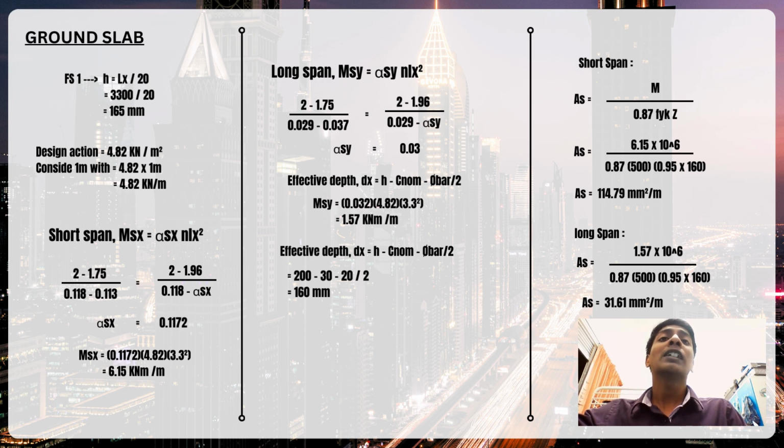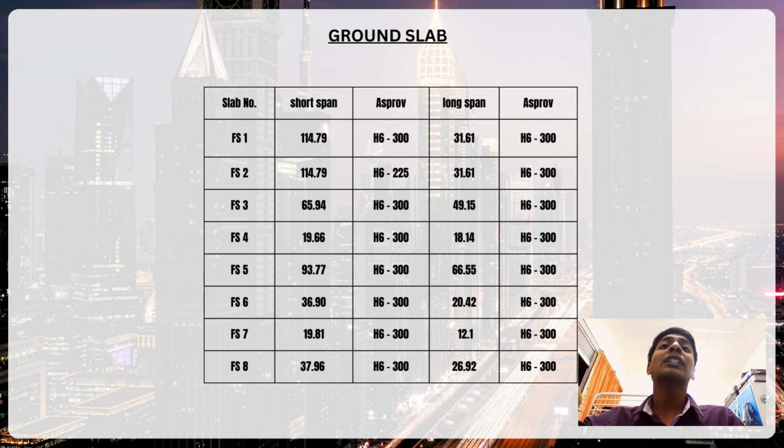The effective depth, we got 160 millimeter, and we find the short span and long span area. For short span area is 14.79, and long span is 31.61. This is the answer for the other numbers of the slab. Here we have the short span and long span answer, and also provide the AS proof.